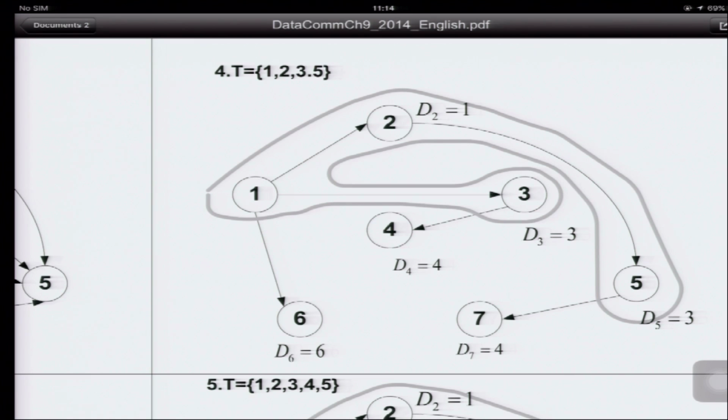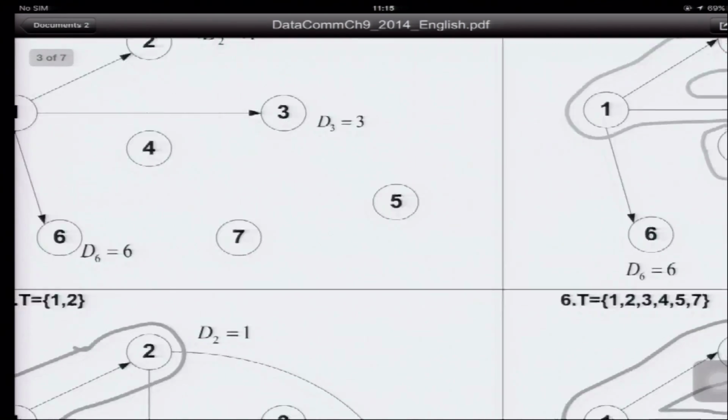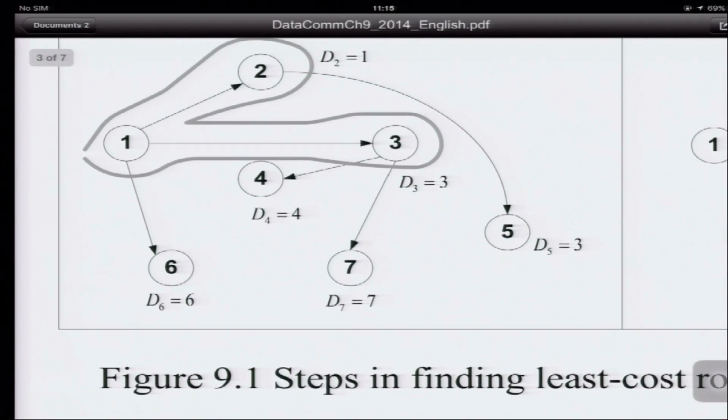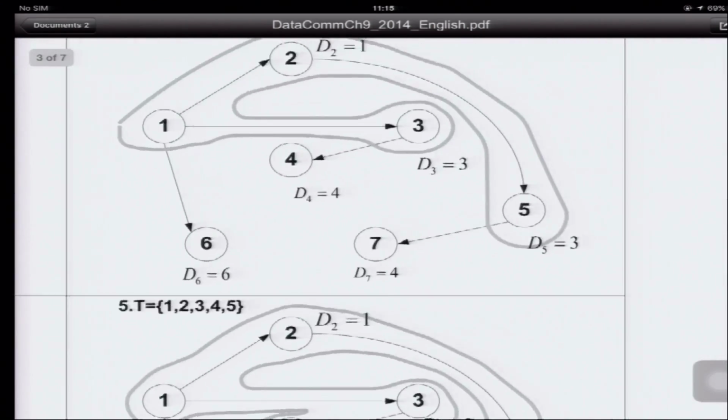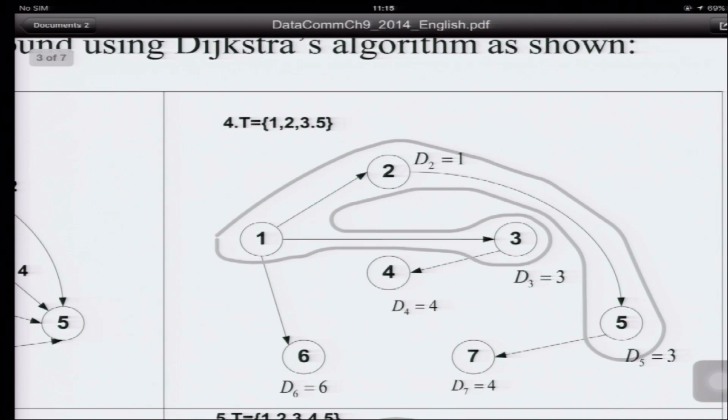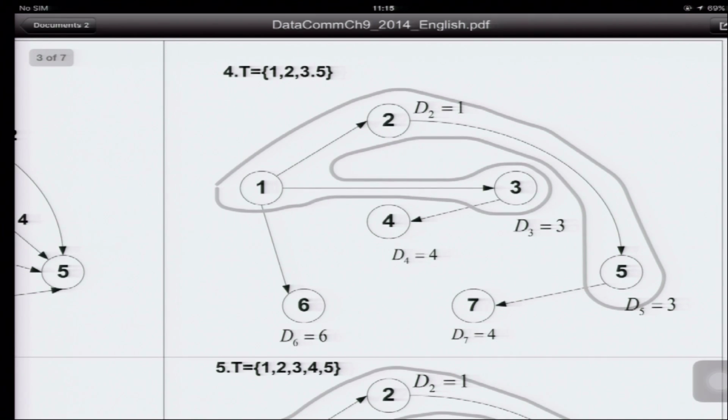You can see that node number 7 is changed. At first it goes from 1, 3, and 7, which has the cost of 7. But when you update, when you include node number 5, then you can go 1, 2, 5, 7.